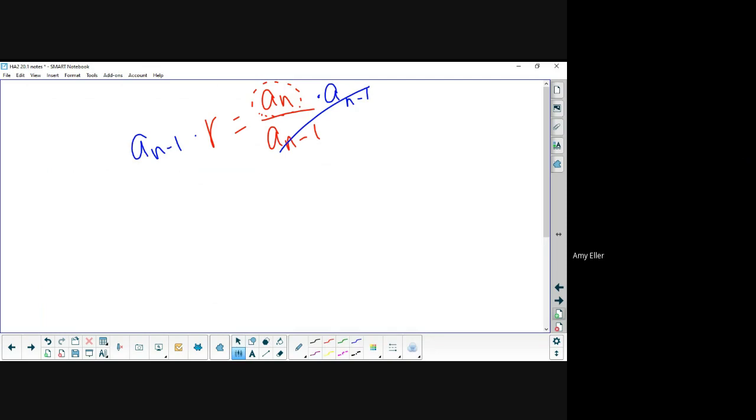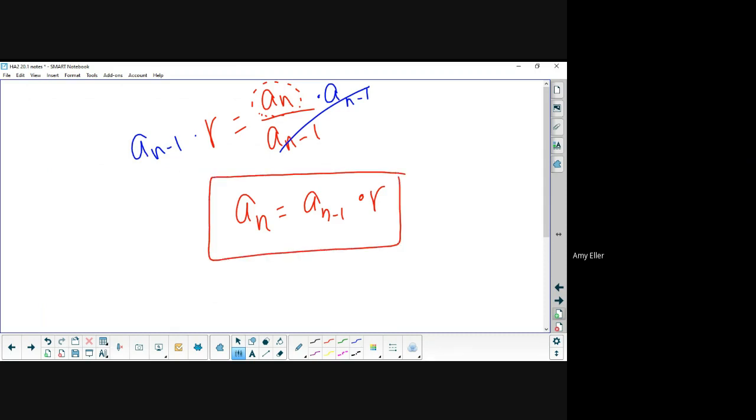This is a recursive formula. The nth term, so like the 50th term, would be the term before it, like the 49th term. All you have to do is multiply that by R. Put this somewhere maybe on number 9 because that's where it asks for it. Label it geometric and recursive.